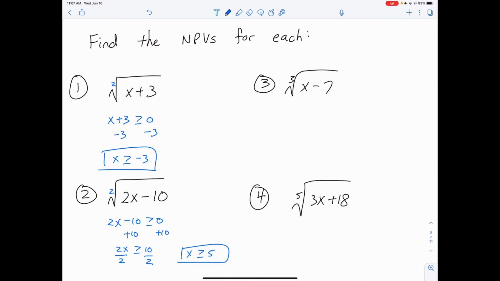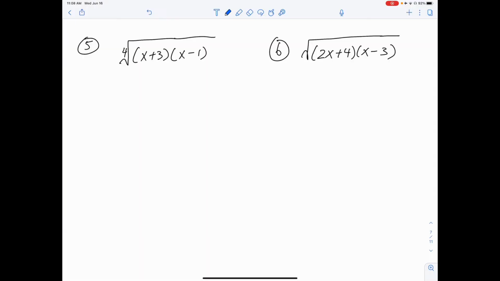Number 3, we have the cubic root of x minus 7. What's the index? The index here is 3. 3 is odd. So with odd indexes, we mentioned that there are no restrictions. So this one has no NPVs or no restrictions, whatever you like to call it. Number 4, the fifth root of 3x plus 18. Again, index here is 5. It is odd. So once again, no NPVs, no restrictions. Let's move on to a bit more advanced questions here.